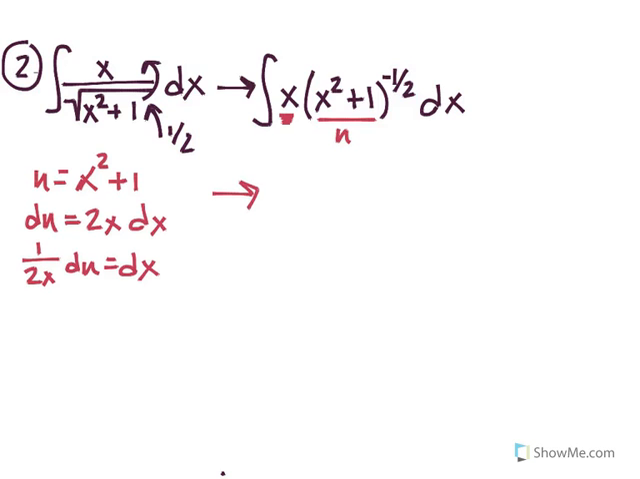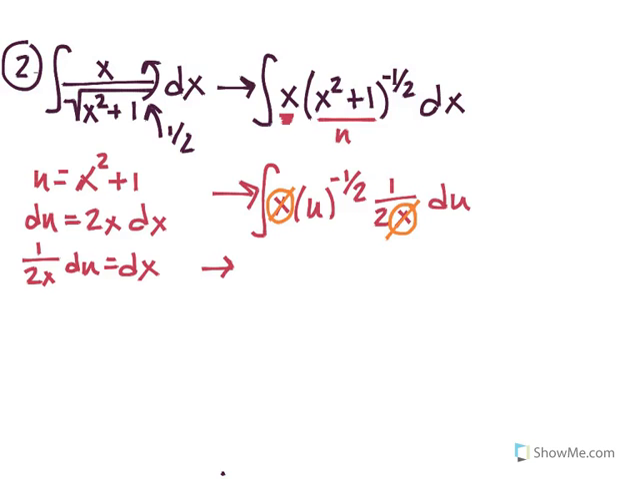So here we go. We're going to rewrite our integral. Now the x was not replaced with anything, so I'm just going to rewrite it. This is now u to the negative 1/2, and dx gets substituted with 1 over 2x du. Now, the good thing here is that we've got a pair of x's that are going to cancel, and that's the great thing about this. So we're going to cross those out, and we're going to rewrite.